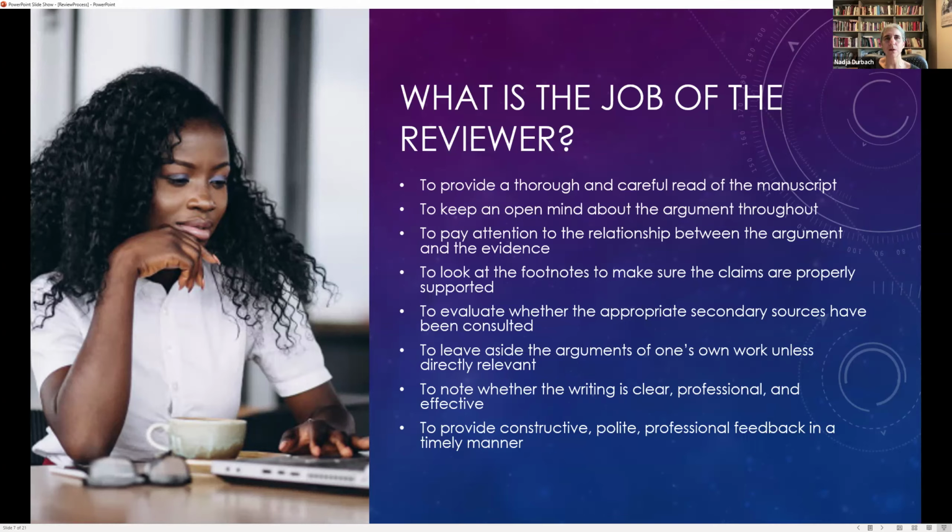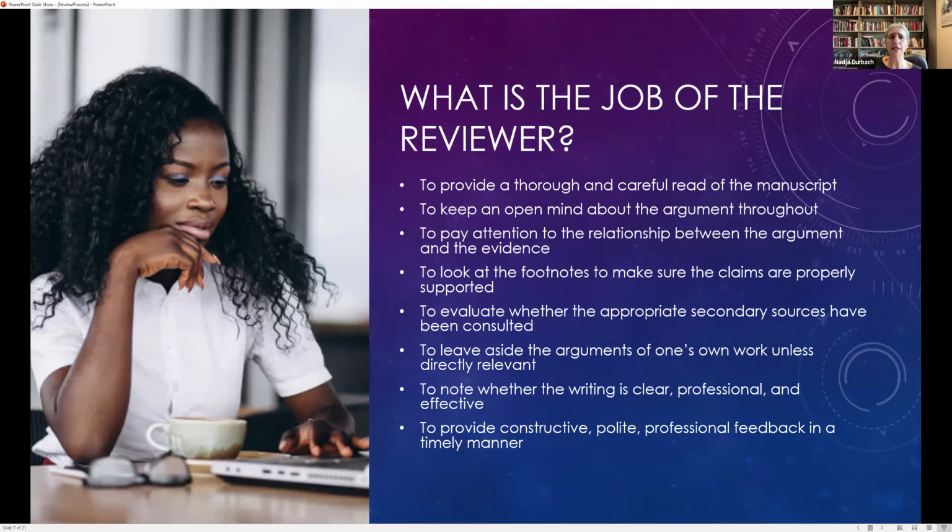So paying attention really closely to the argument and its relationship to the evidence. And that's why we're asking you always also to look at the footnotes, make sure the claims are properly supported. You're the expert in the field, so you know the historiography. So making sure this person has read the right kinds of material in the field. Are they missing something? Do they not seem to be engaging with scholarship that's already out there?